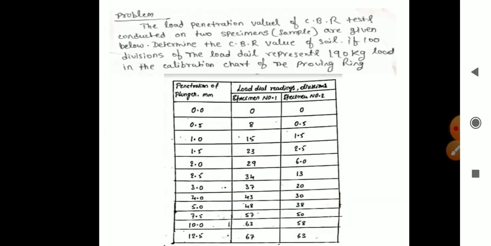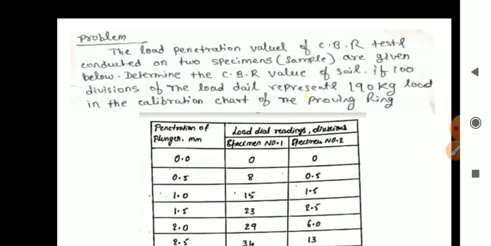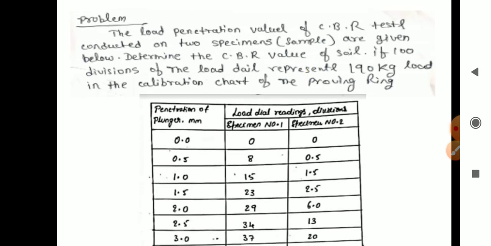I will go directly to the problem, same as what I explained. The load penetration values of a CBR test conducted on two specimen samples are given below. Determine the CBR value of the soil if 100 divisions of the load dial represent 190 kg. Here two specimens are taken; it may be soaked or unsoaked, I don't know. 100 divisions of the dial gauge represent 190 kg load in the calibration chart of the proving ring.